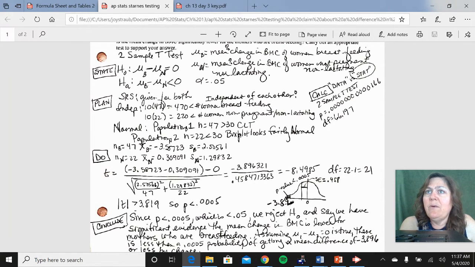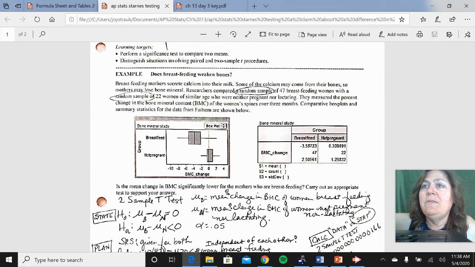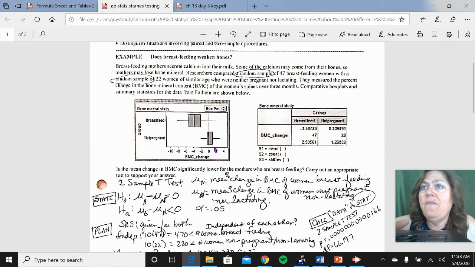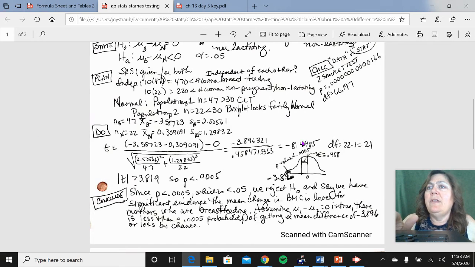SRS was given for both independence and CLT was met for one, but CLT was not met for the other. But they gave you a box plot. You don't need to go do a probability plot. You just look at the box plot. And when you take a look at that box plot there for that smaller one, you see that it is fairly symmetrical. So we can go ahead and assume it's approximately normal. So that's where that came from there. Here's all my data from one of the stats above, actually, that they gave us.